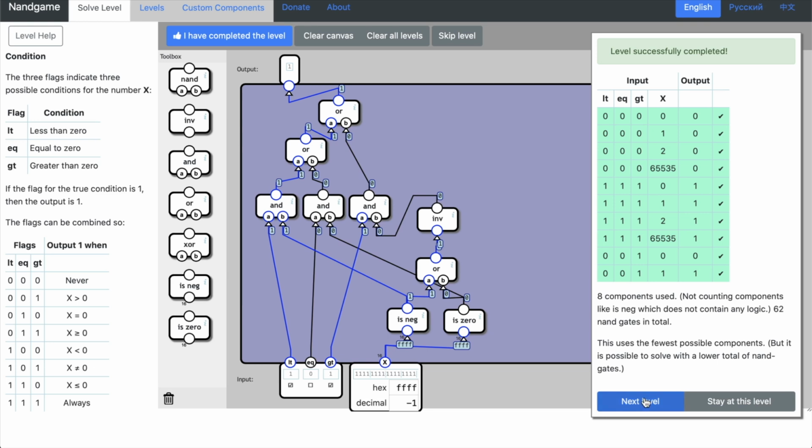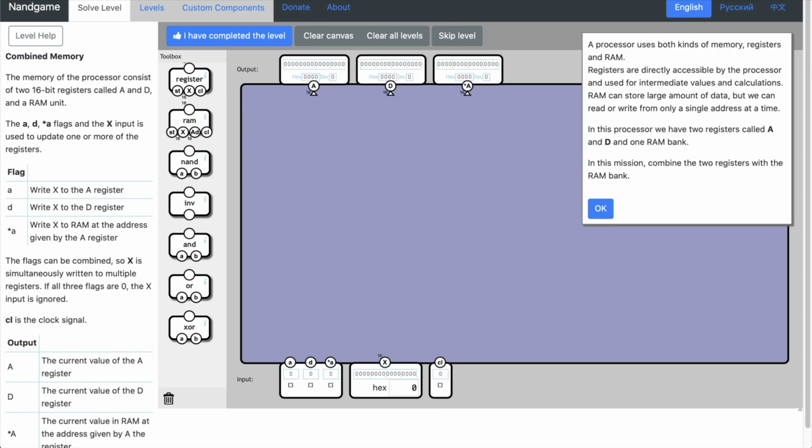So what's next? So now our task is to make what they are choosing to call combined memory, which is to take two registers, which are labeled the A and the D register for this CPU, and the main memory, and be able to dispatch a write to one or more of those registers.